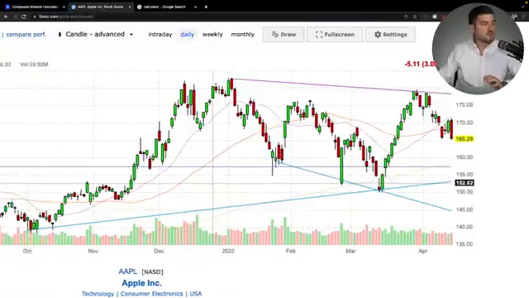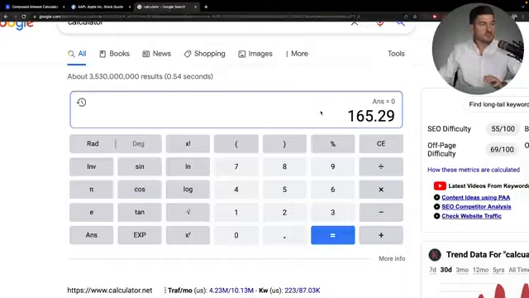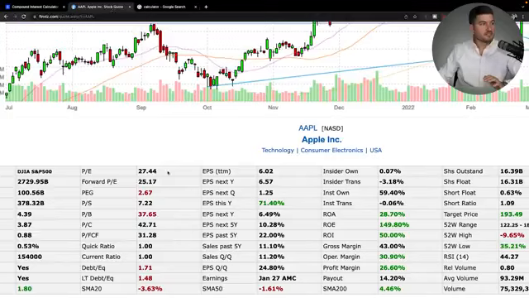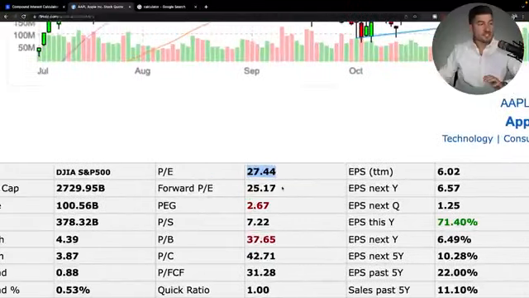So we're going to take $165.29 and divide that by the earnings per share, 6.02. That gives us 27.45. So if we go back to Finviz, we can see here our PE ratio is 27.44, so we are correct. These numbers are going to be off just a little bit, but you get the idea.